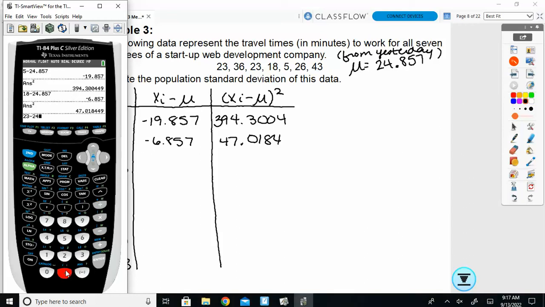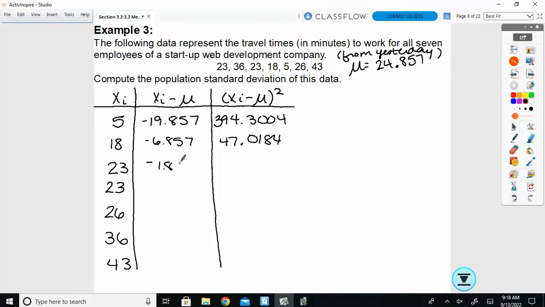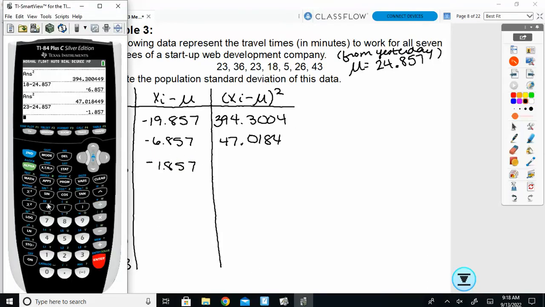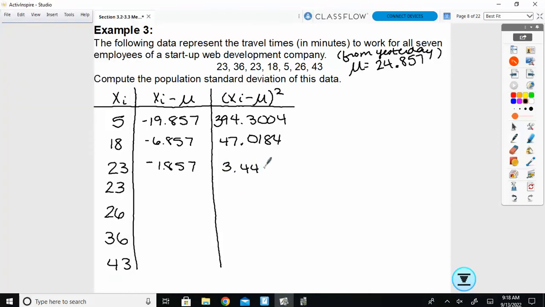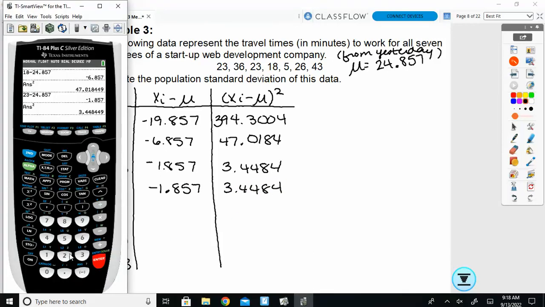So 23 minus 24.857, negative 1.857. Square that. Since I have 23 twice, I'm just going to copy that value down again. And I have 26.